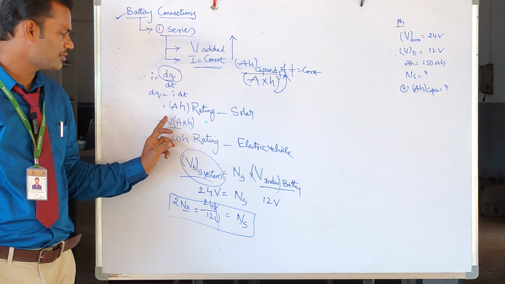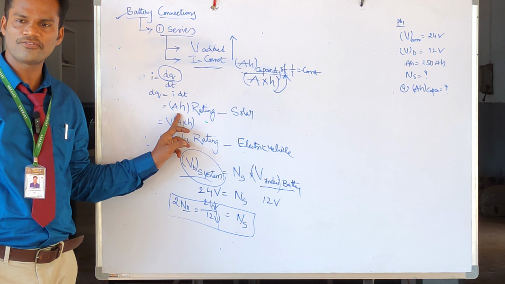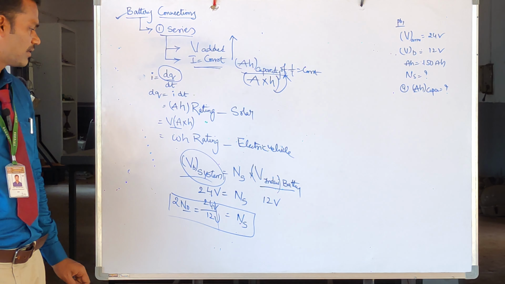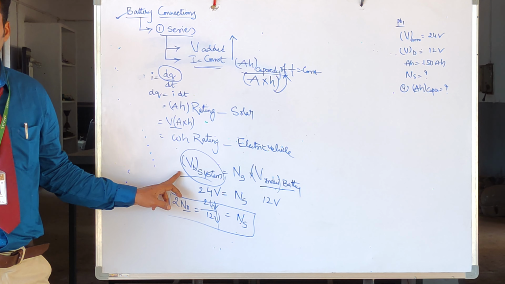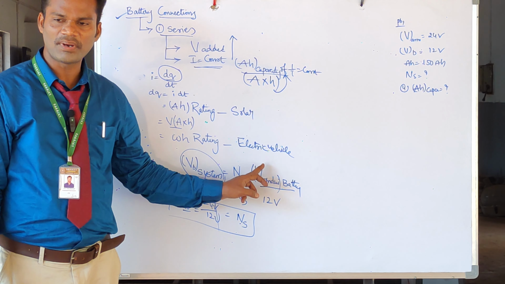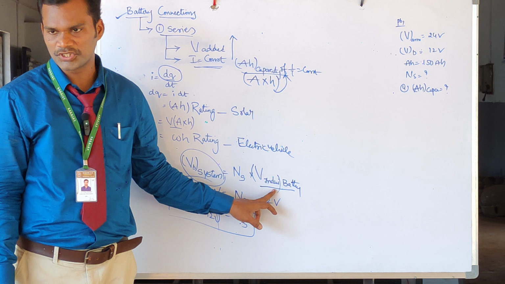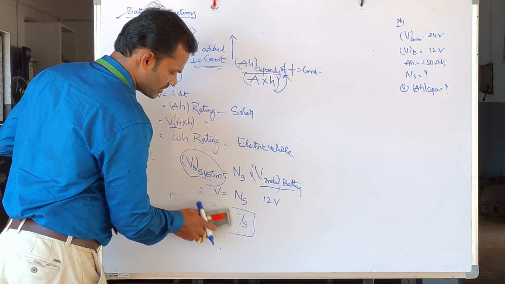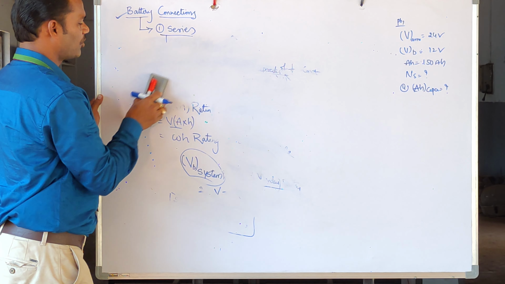And how to express the rating of a battery? Ampere hour. One more way of representing a battery is watt hour. What is the formula for the number of batteries to be connected in series? The battery system voltage or array voltage is equal to the number of batteries connected in series multiplied by the voltage of the individual battery. Okay, so these are the basics to understand about batteries. Now let's solve a problem to understand this concept in more detail.